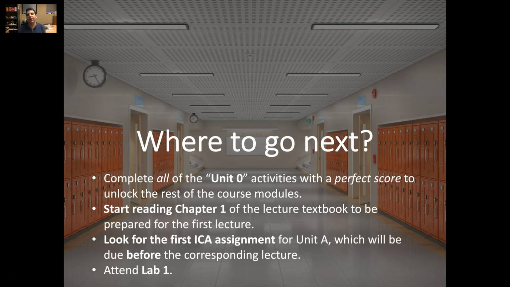All right, so where to go next? You finished this half-hour slide deck, so the next thing you should do is go to Unit 0 and look at the other activities in there. You'll need to complete those activities with a perfect score in order to unlock all the other course modules. You also should start reading Chapter 1 of the lecture textbook, the Banks textbook, to be prepared for the first lecture, because that's associated with that first lecture.